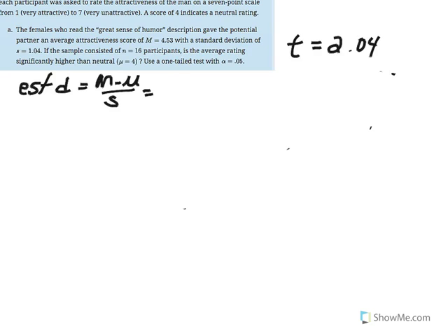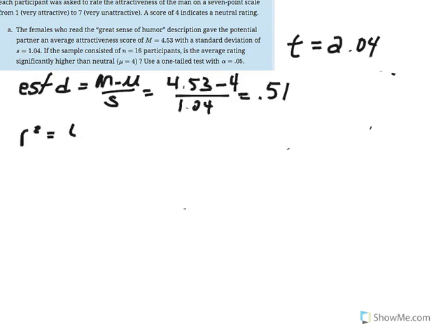So we have 4.53 minus 4 divided by our standard deviation of 1.04. So in our calculators, 4.53 minus 4 divided by 1.04, and we get, rounding to the right of the decimal, 0.51, which is considered a medium effect. And then we'll calculate R squared.